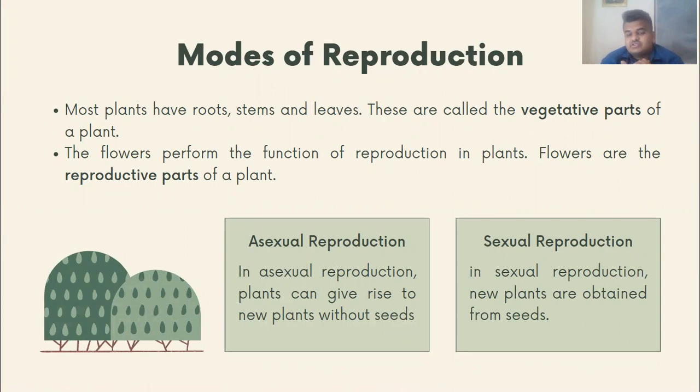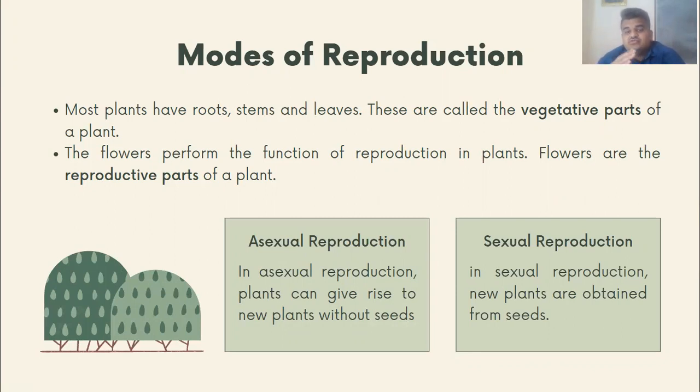The modes of reproduction are asexual reproduction and sexual reproduction. In asexual reproduction, plants can give rise to new plants without seeds, while in sexual reproduction, new plants are obtained from seeds only. So these are the main definitions of the two types of reproduction, asexual and sexual. Apart from this, we have already studied vegetative parts and reproductive parts.